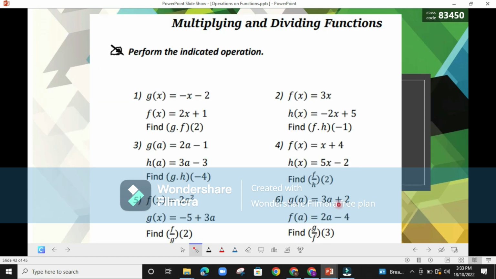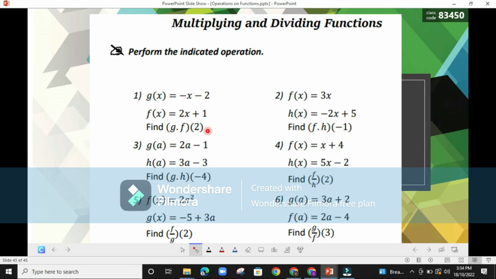For multiplying and dividing functions, we have to perform the indicated operation. Number 1, g of x is equal to negative x minus 2. f of x is 2x plus 1. Find g times f of 2. Then, number 2, f of x is equal to 3x. h of x is equal to negative 2x plus 5. Find f times h of negative 1.